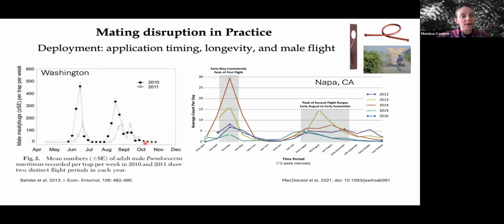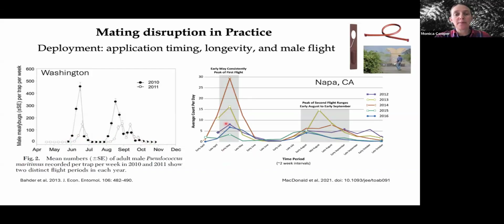If a single application doesn't cover that period, then the manufacturer would probably recommend that there be two applications so that you can make sure that the entire periods of both flights are covered. Since I haven't worked with the Great Mealybug pheromone product, I'm not sure about dispenser longevity, but that's something that the manufacturers can talk to you about, or that you might hear from in the subsequent presentation.